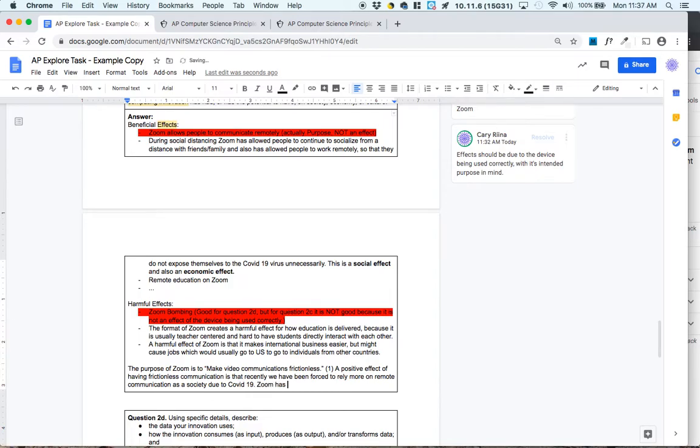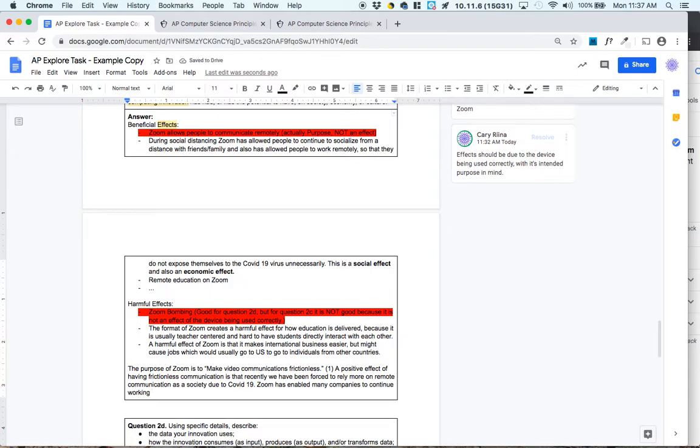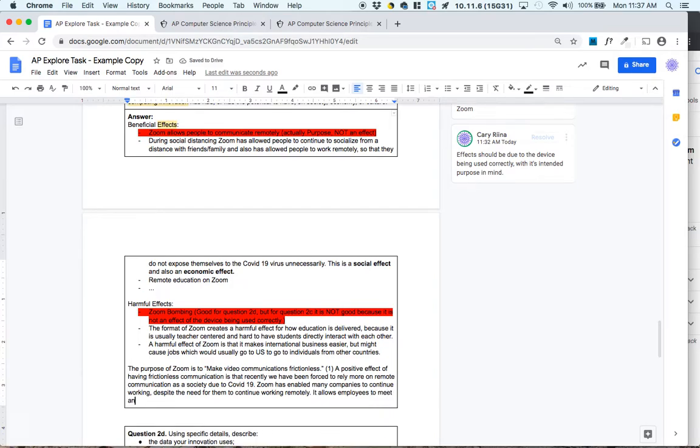Zoom has enabled many companies to continue working despite the need for them to continue working remotely. It allows employees to meet and make key decisions for their companies without employees being exposed to the virus.